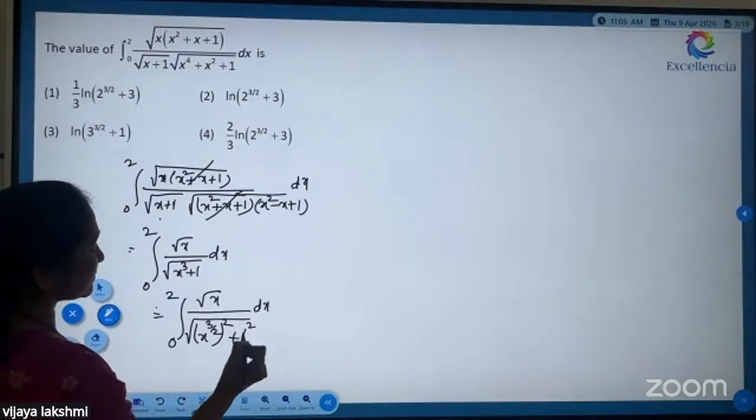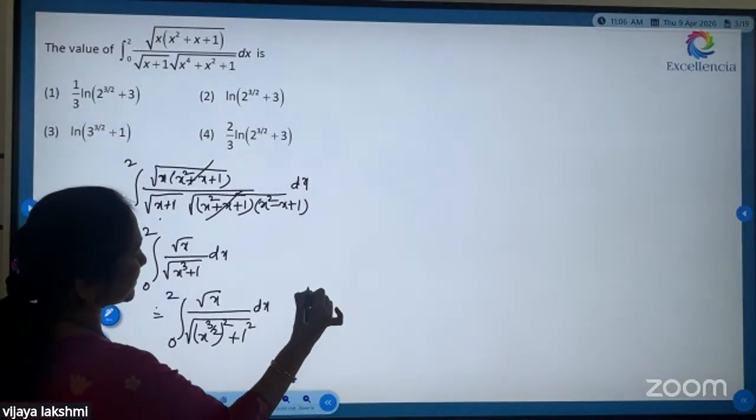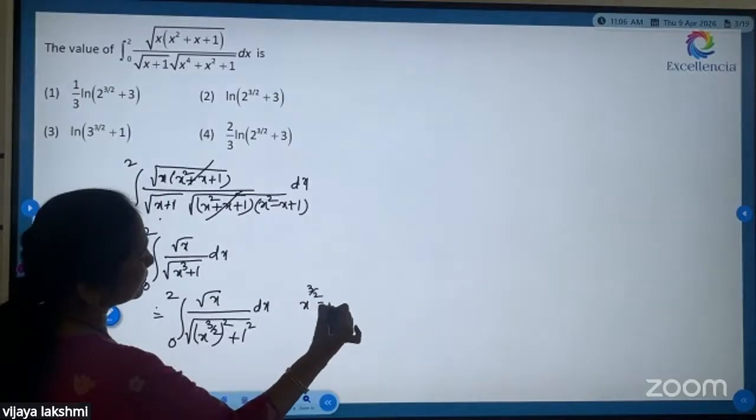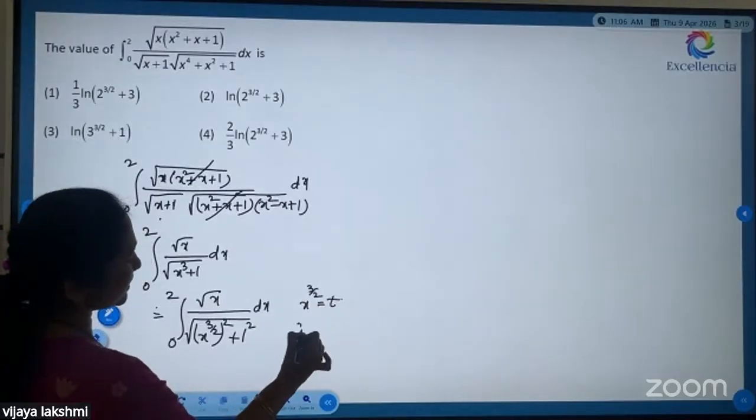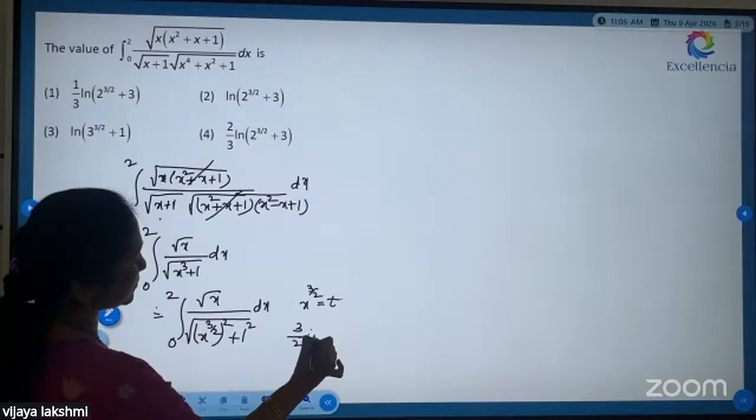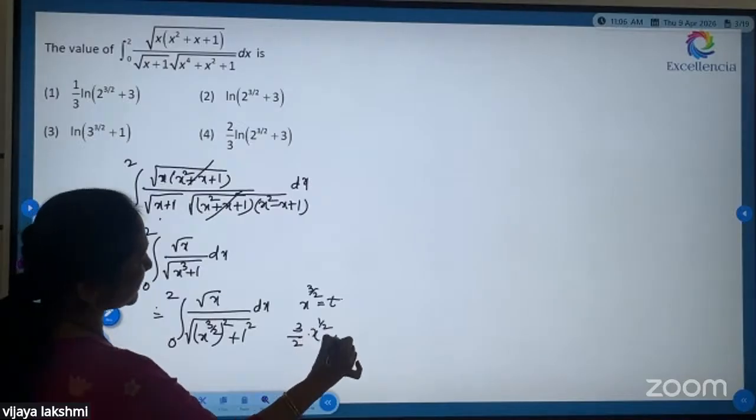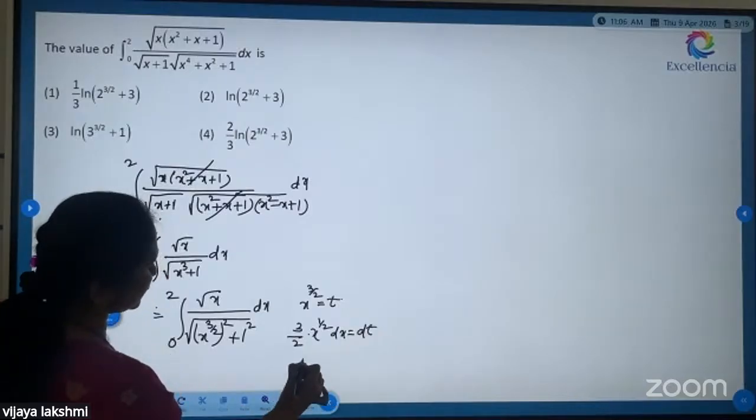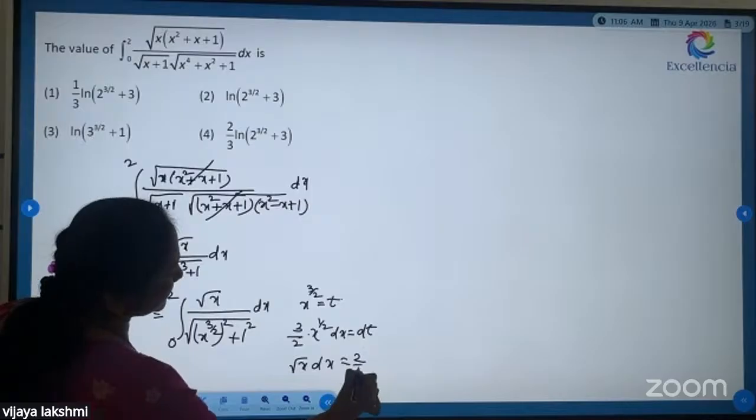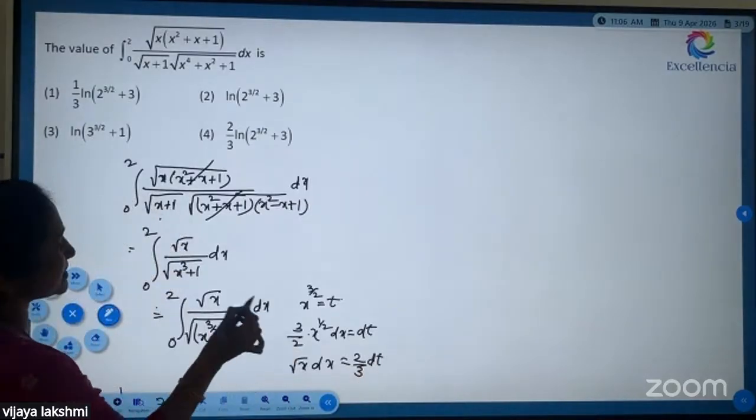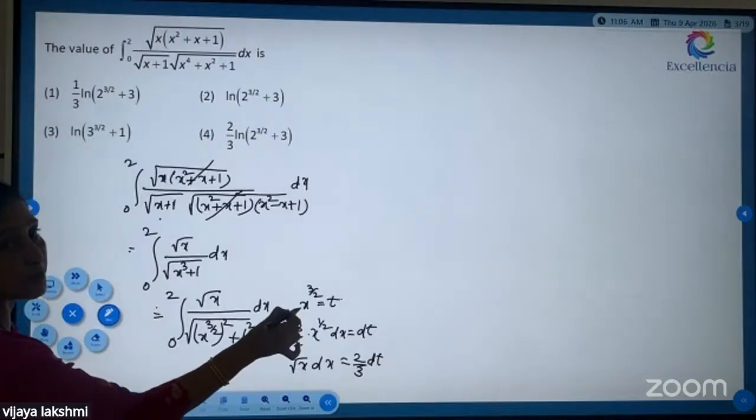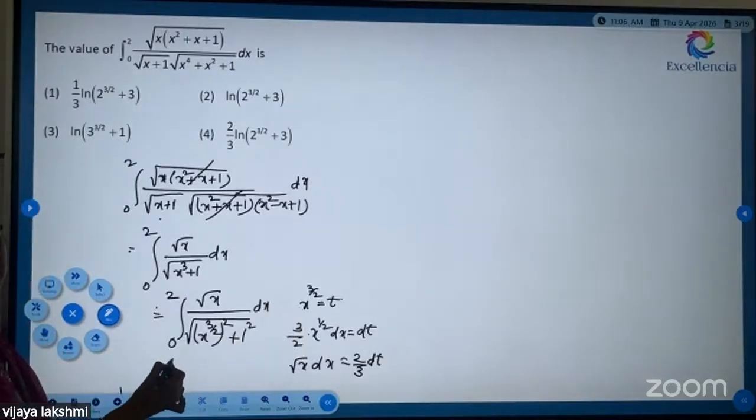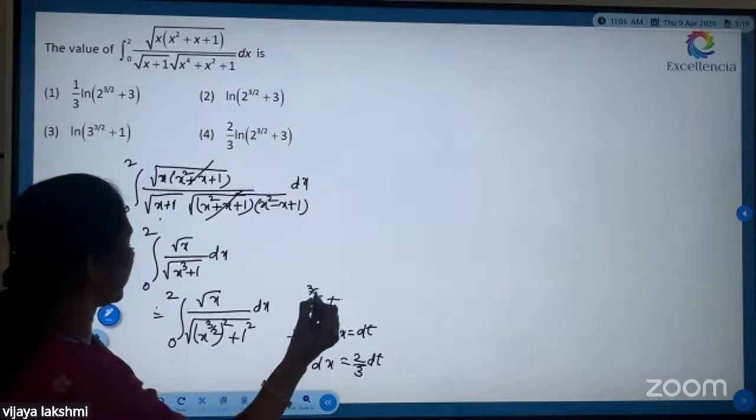Now we go for substitution. We consider x to the power of 3 by 2 equal to t. Then you can write 3 by 2 x to the power of 1 by 2 dx equal to dt, so root x dx can be written as 2 by 3 dt. The limits also we can change: x is replaced by t to the power of 3 by 2, and the lower limit will be 0.